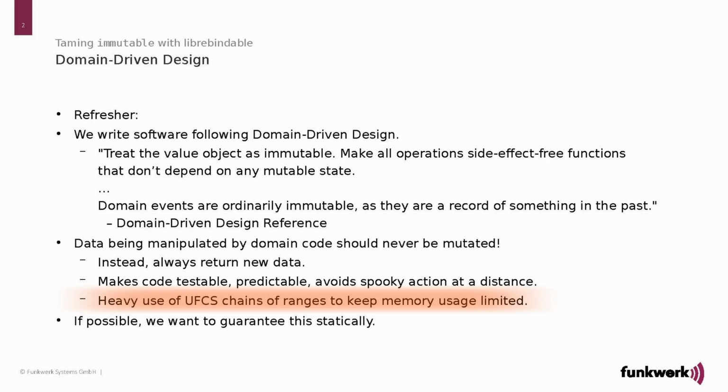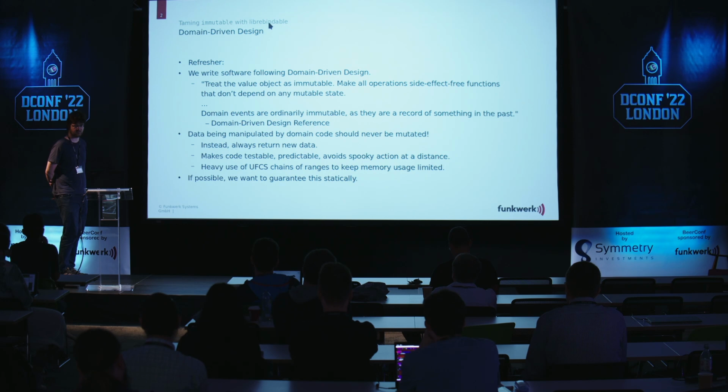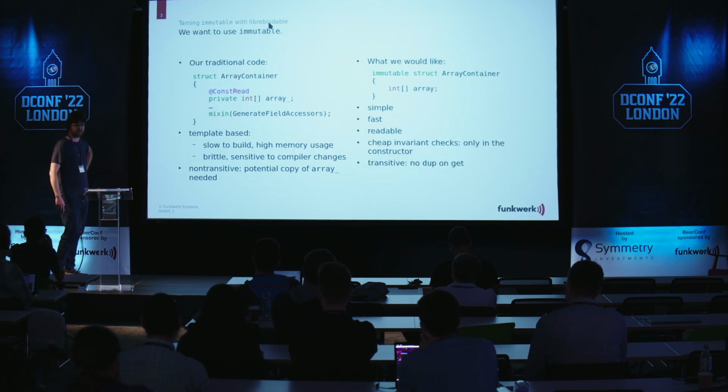There's an advantage there. If you're using a lot of range functions, you're keeping a handle, as was previously mentioned, on your memory usage. You can avoid allocations because instead of returning an array, you return the description of the array. And that's nice. So we want to do this statically if possible. We want not just to have a convention that we don't change any fields. We want it to be immediately obvious from the code that we are not changing any fields.